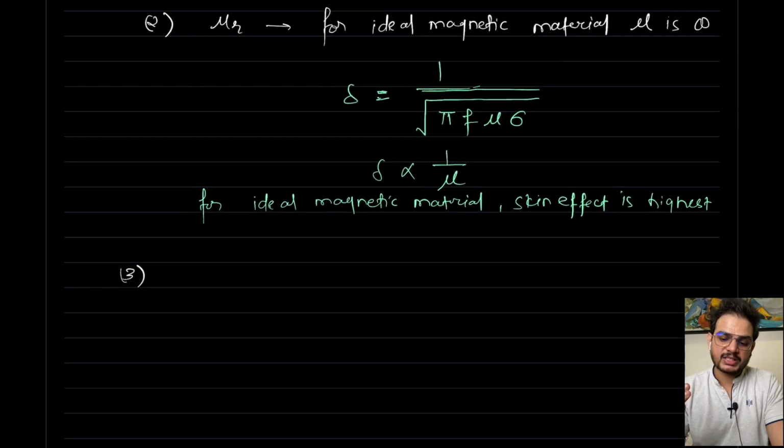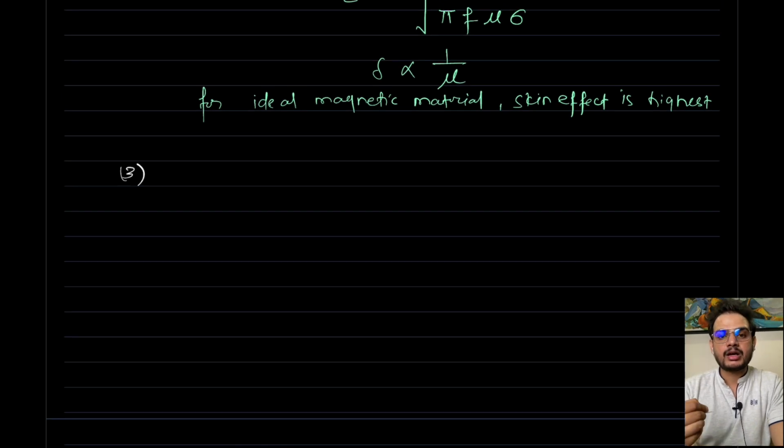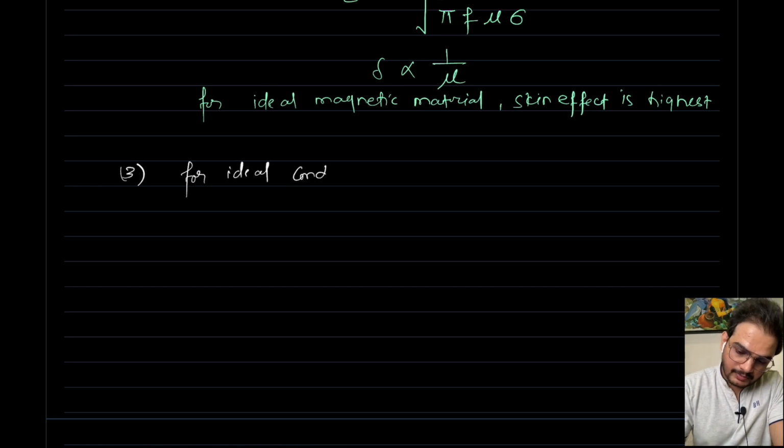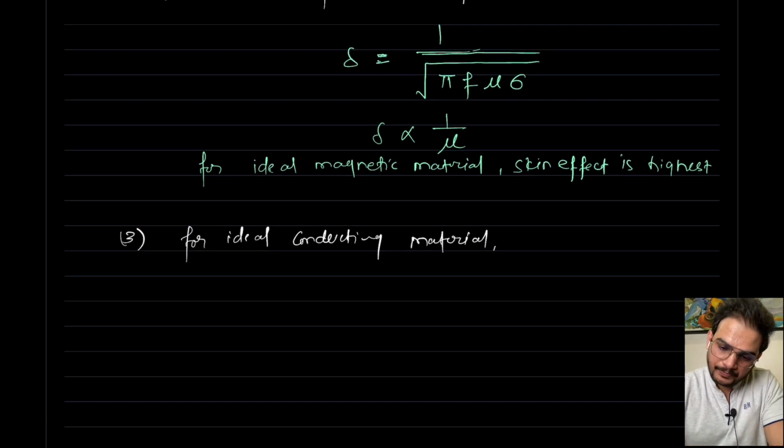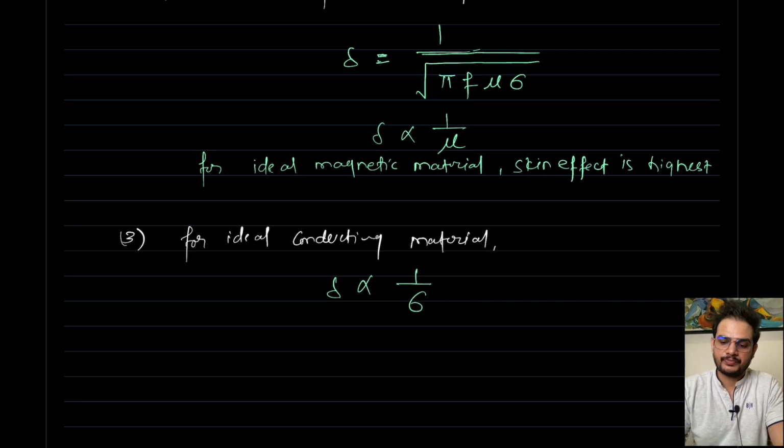Now in a similar way, for ideal conducting material, according to this formula, my skin depth is inversely proportional to sigma, where sigma is conductivity. Again, skin depth and conductivity have inverse proportionality. So for ideal material, skin effect is maximum.